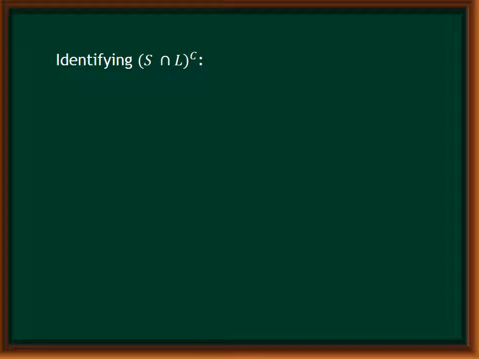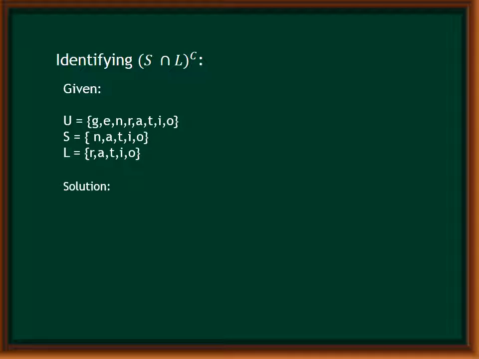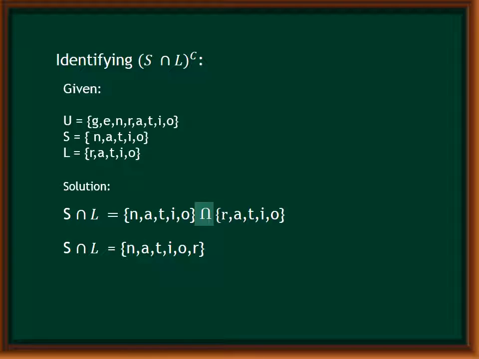So now we will identify the complement of the intersection of set S and set L. So we have there our given, and the same process we did a while ago, we will evaluate first the operation inside the parentheses. So this time the operation is intersection. So we will copy the elements of our set S, the operation symbol, and the elements in our set L. So what do you think are the elements that are common in two sets? So we have A, T, I, and O. So that is our intersection for the two sets.